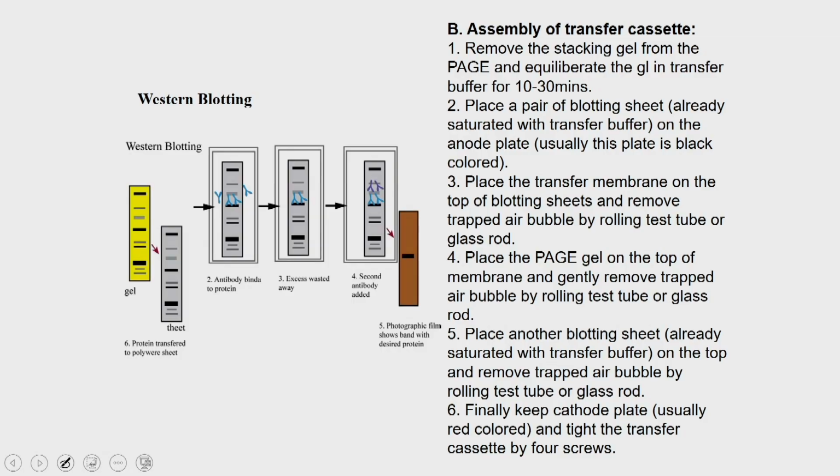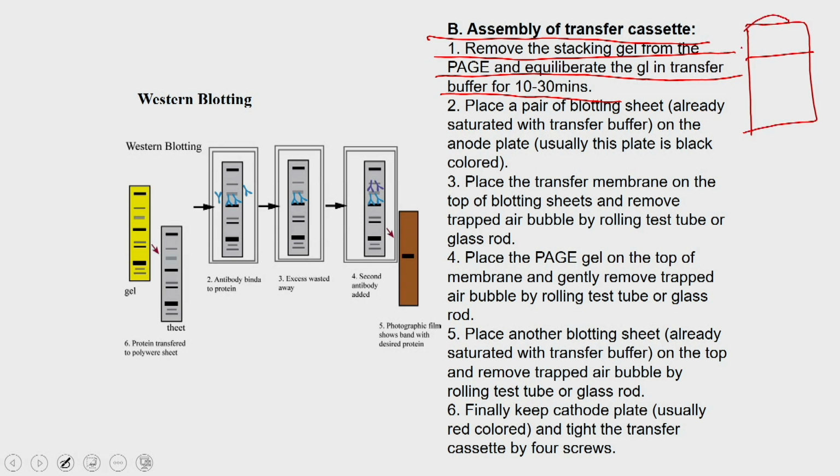Now, once this is done, you have to assemble the transfer cassettes. You remove the stacking gel from the PAGE and incubate the gel in the transfer buffer. Your gel has a stacking gel, but you do not need it because there is no protein or band present in the stacking gel. So you cut it away, and you take only the resolving gel.